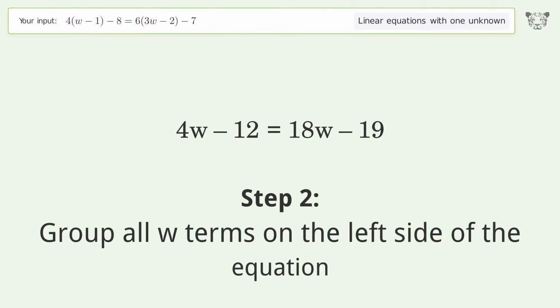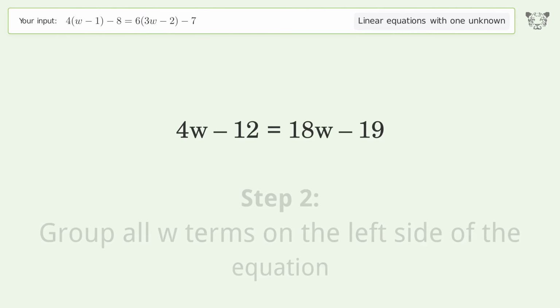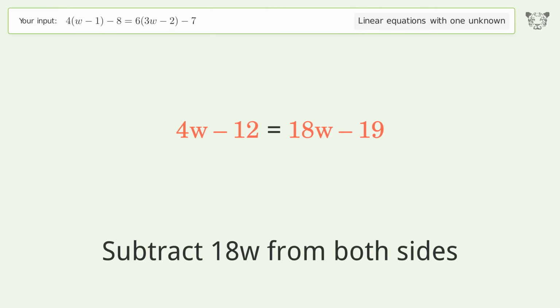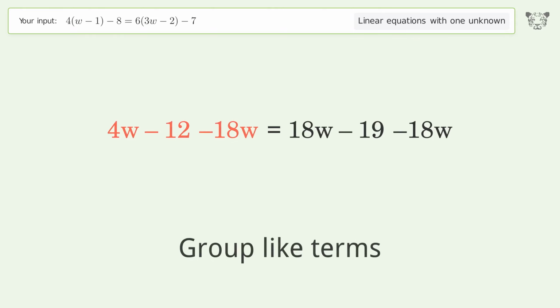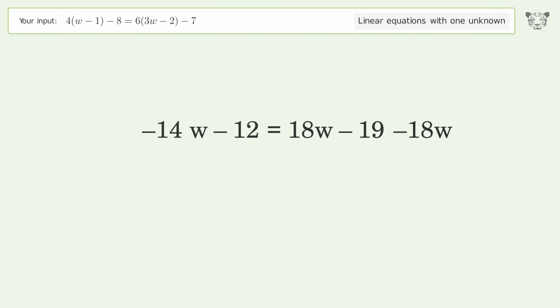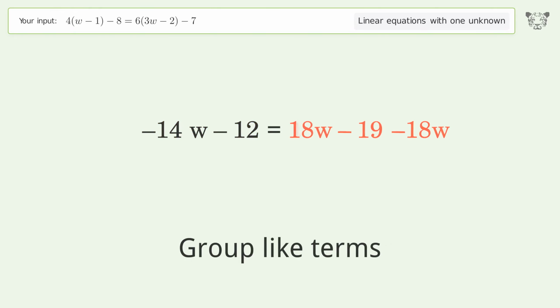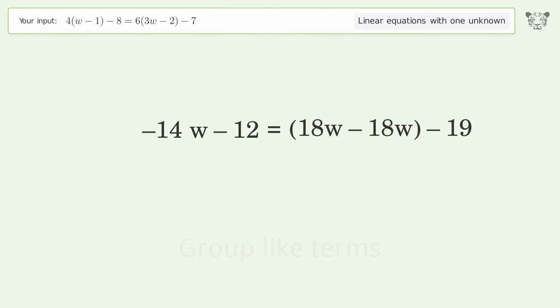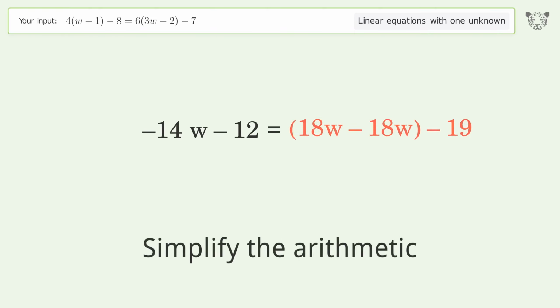Group all w terms on the left side of the equation. Subtract 18w from both sides. Group like terms. Simplify the arithmetic. Group like terms. Simplify the arithmetic.